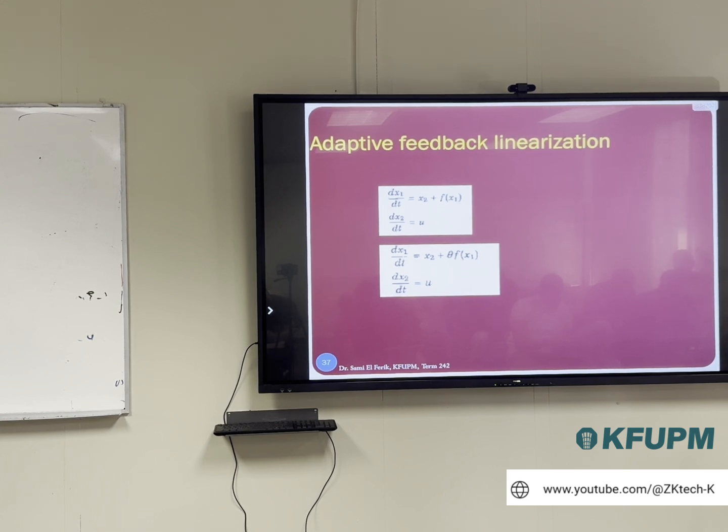Theta here, is it just a constant or what? Theta in the second problem is a constant. Could it be a time-varying vector? It does not depend on time. Theta are constant values. It depends on time if we are going to make it adaptive, but we are going to say that it varies very slowly compared to ours.